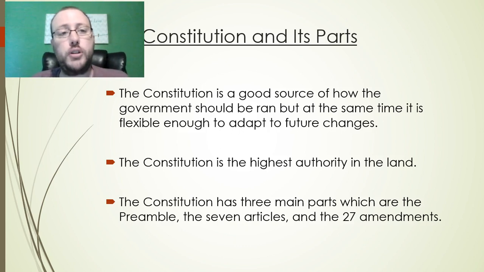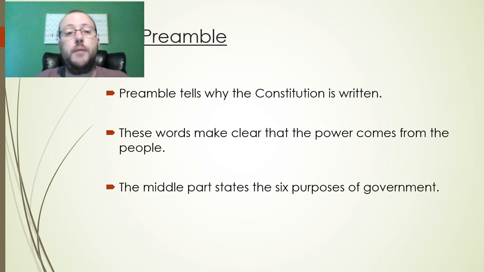There are 3 main parts of the Constitution, which are the preamble, the 7 articles, and the 27 amendments. We're going to cover those briefly before we end this video. The preamble tells why the Constitution is written. These words make clear that the power comes from the people. And the middle part states the 6 purposes of government.